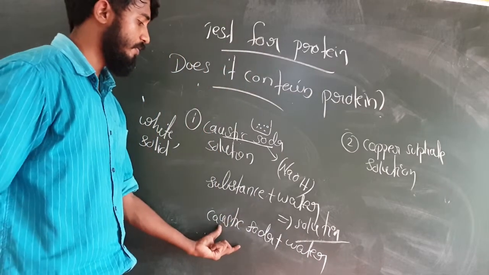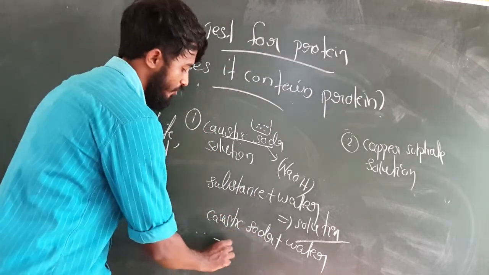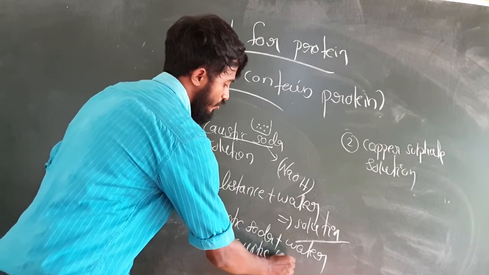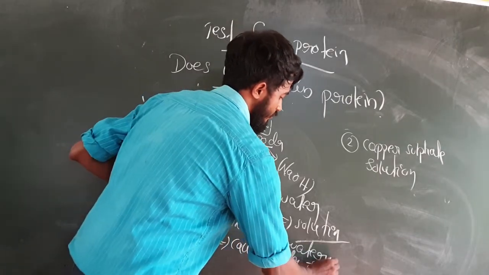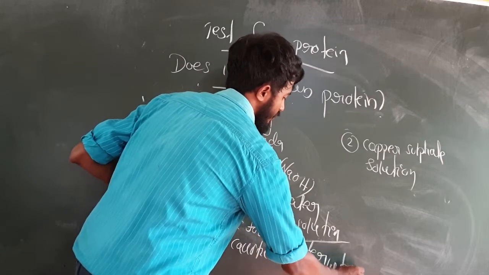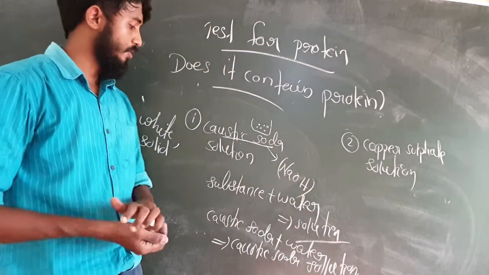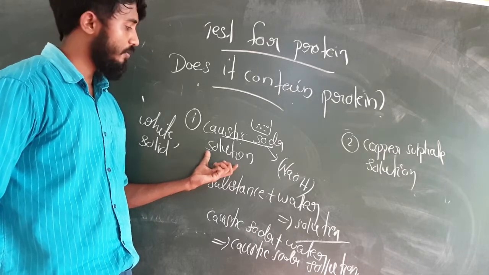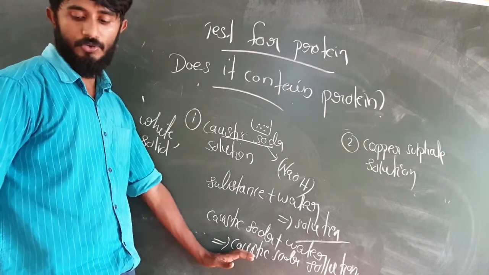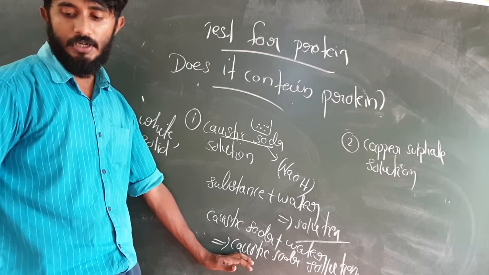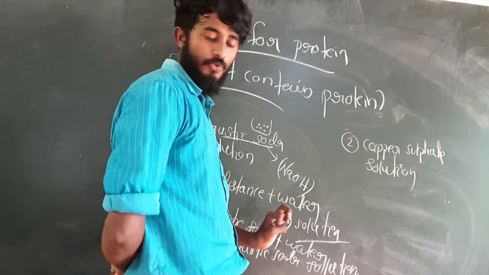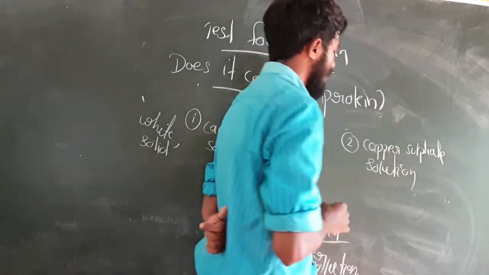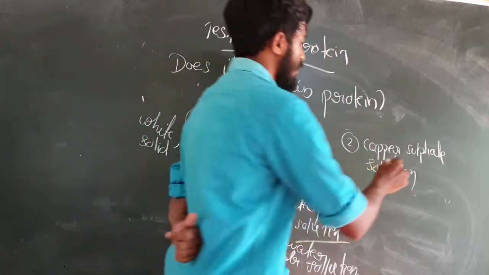We should mix caustic soda with water, so we get caustic soda solution, isn't it? So we made a solution, that is caustic soda solution. Is that clear? Now we need to discuss about the copper sulfate solution.